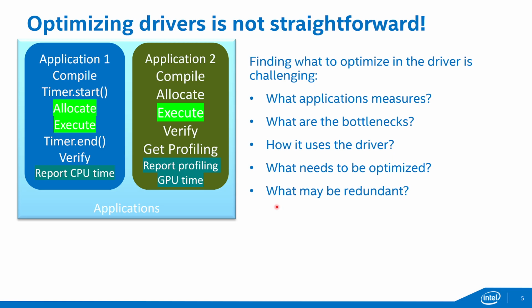But this is quite challenging. There are different types of applications. Those applications measure very different things. You need to carefully understand what a given workload measures. And here are two basic examples. The application on the left measures the time on the host side. So it starts the timer prior to allocating and executing the workloads, and ends it when it's all done, and then reports a CPU time. While the second application is only profiling the time spent on the GPU itself using the profiling capabilities.